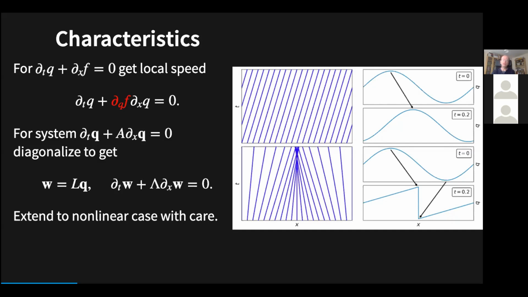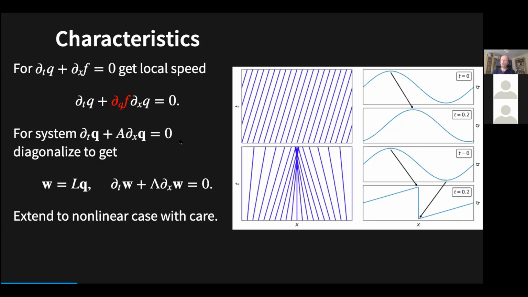Now, we want to extend this away from the nonlinear scalar case towards systems. And it's easiest to consider the linear problem first. So for a linear system, we have that the flux is given by some general matrix A multiplied by Q, where the matrix A here has constant coefficients. They don't depend on the data. So that means that we can pull the matrix through the derivative, and we end up with d_t q plus A d_x q equals 0.